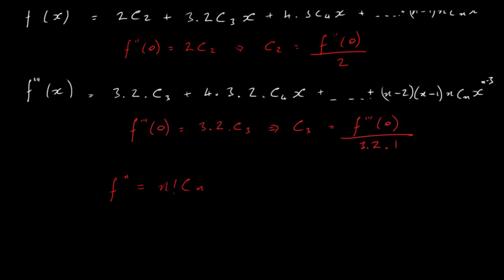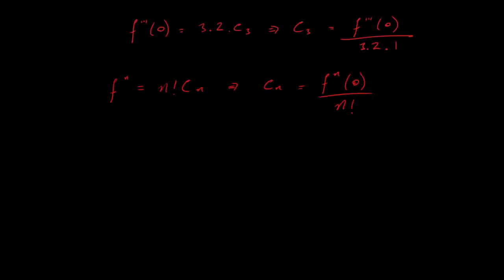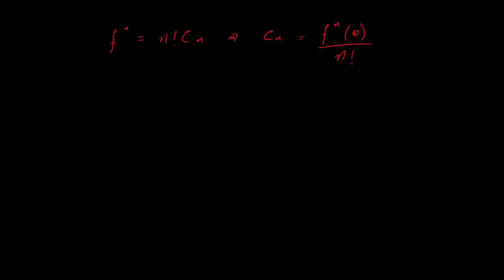So this is just going to mean then that our cn is going to be equal to f^(n) of 0. So if we differentiate our function n times and stick in 0 for x, we've got to divide that by our n factorial. So this is where our first formula comes from. Just going to use this here.